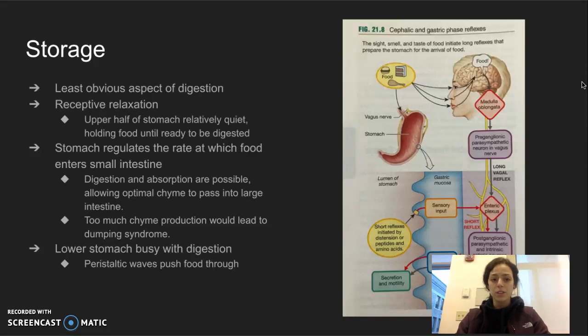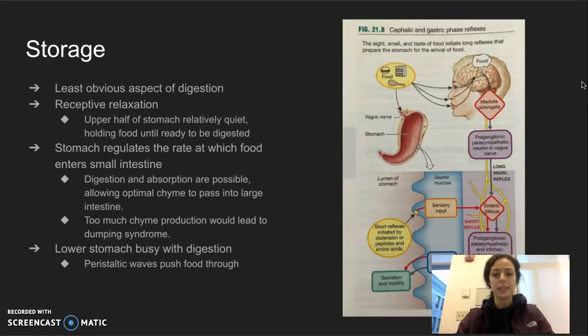So that's the upper portion of the stomach, and then the lower portion of the stomach is actually very busy with digestion. There are peristaltic waves pushing food through the stomach. This series of waves pushes food through the pylorus, mixing the food with acid and digestive enzymes, and large particles of food are digested into chyme, and then each wave squirts some chyme through the pylorus and into the duodenum. This enhanced gastric motility is under neural control and is stimulated by the distension of the stomach.